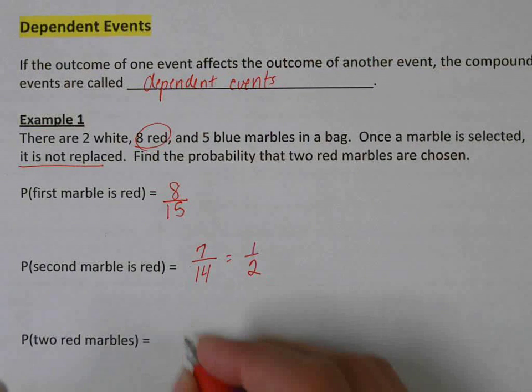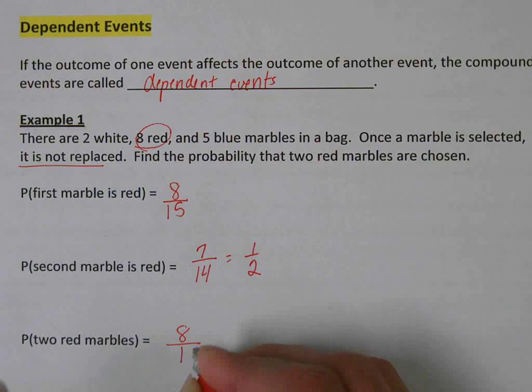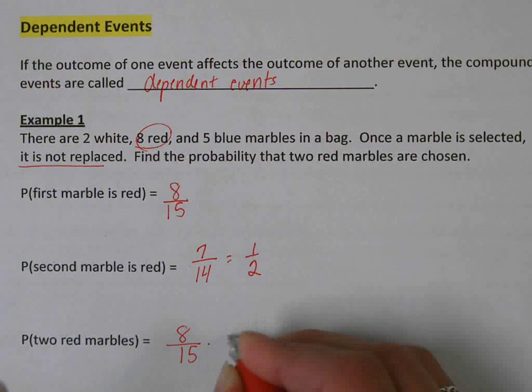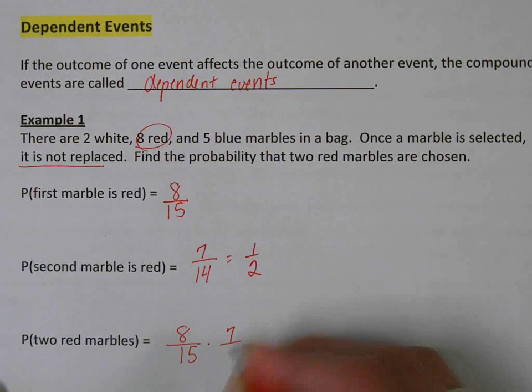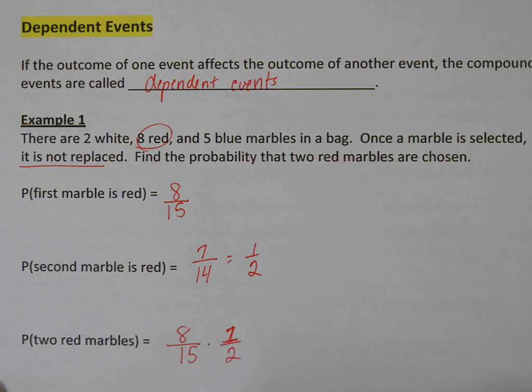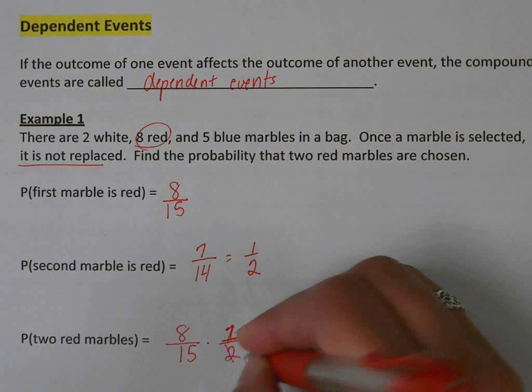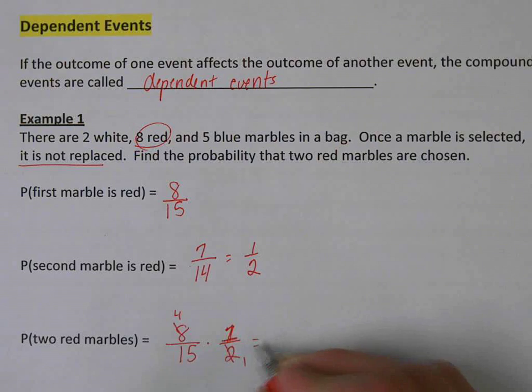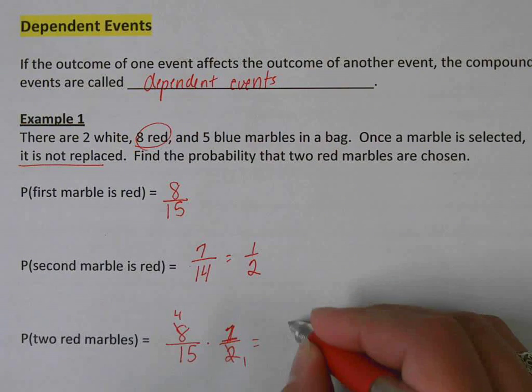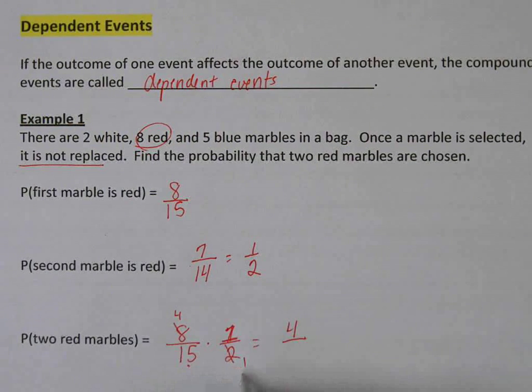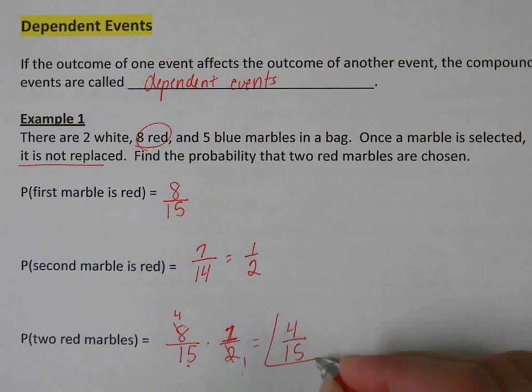So now I'm going to take these probabilities, 8/15 times 1/2. I can reduce, make this an easier problem. So 4 times 1 is 4, and 15 times 1 is 15, 4/15.